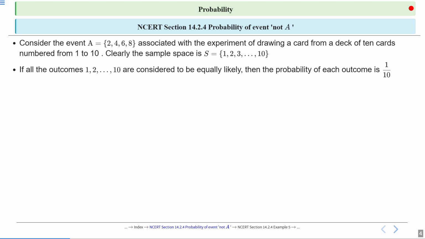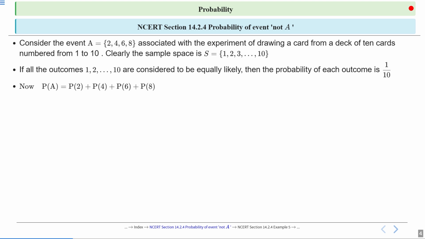Since all the outcomes are considered equally likely, and here we have 10 outcomes, the probability of each outcome should be 1 by 10. Previously we discussed that if n outcomes are equally likely, then the probability of each outcome is 1 by n. Here we have 10 outcomes, 1 to 10, and they are equally likely, so the probability of each outcome is 1 by 10. Clear, students?